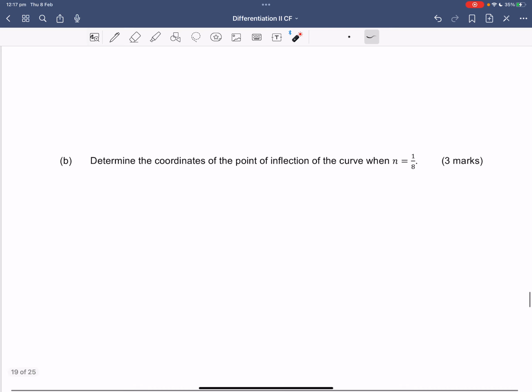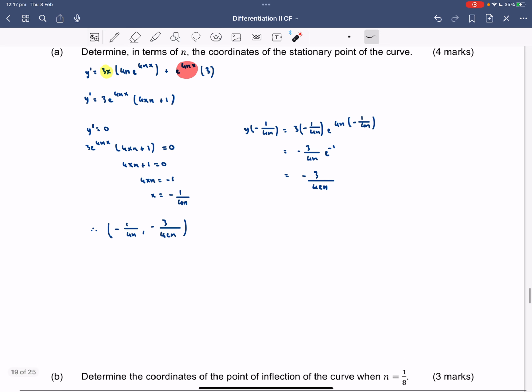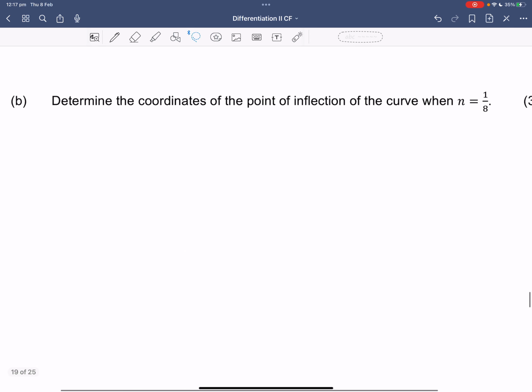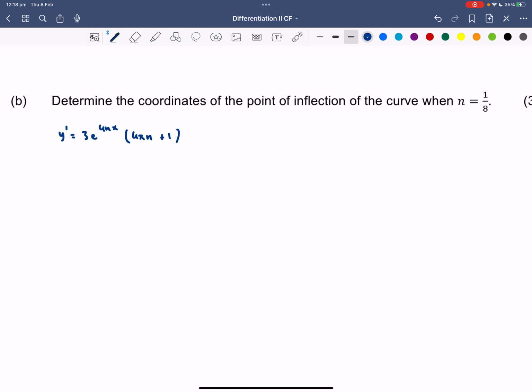Determine the coordinates of the point of inflection if n is 1/8. All right, if n is 1/8, we want to find out the coordinates of the point of inflection. So first things first, that was our derivative, but we now know that n is 1/8. So 4 times 1/8 is just, oh, sorry, half. 4 times 1/8 is half, and then this is half x plus 1.